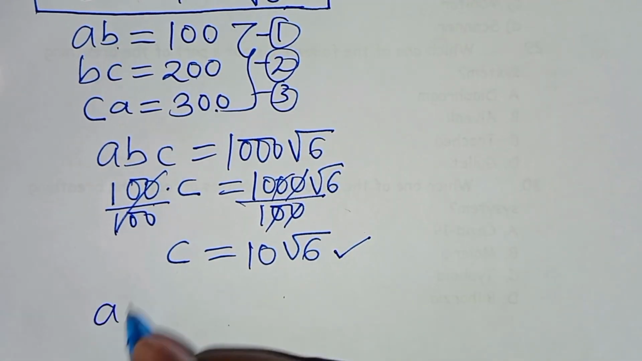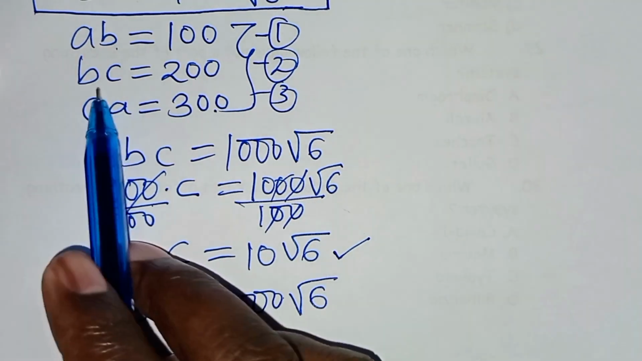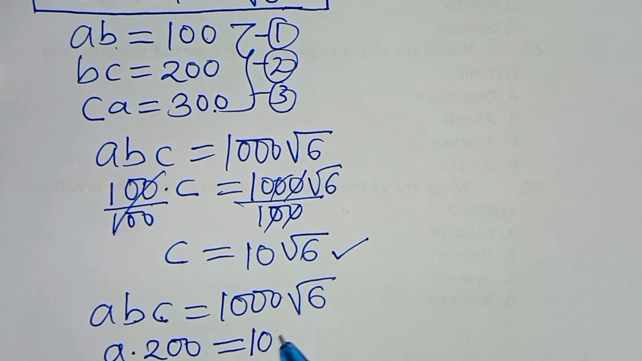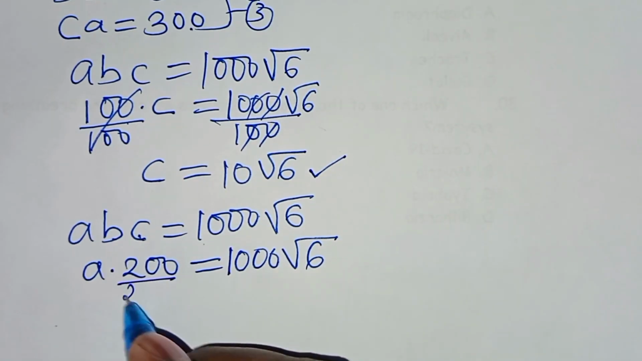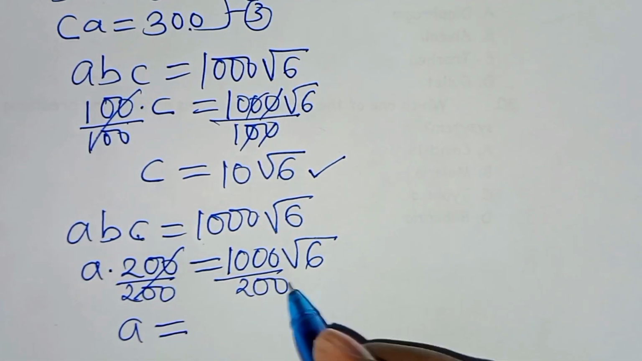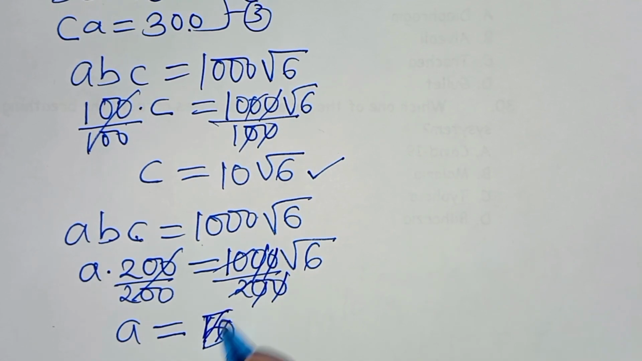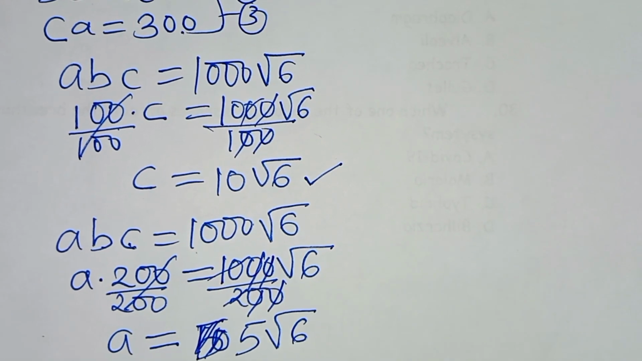Now we have that abc is equal to 1000 square root of 6. We have bc is equal to 200. Let's substitute, so it will be a multiplied by 200. This is equal to 1000 square root of 6. Now let's divide both sides by 200, so that the value of a is equal to, let's simplify here, 10 divided by 2, this is 5. 5 square root of 6.